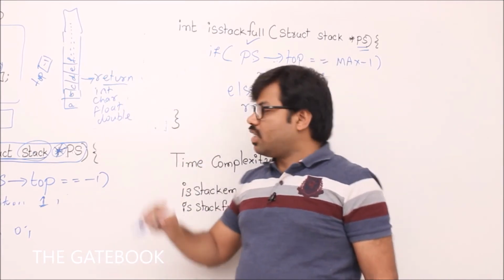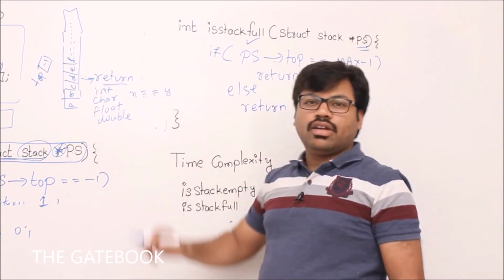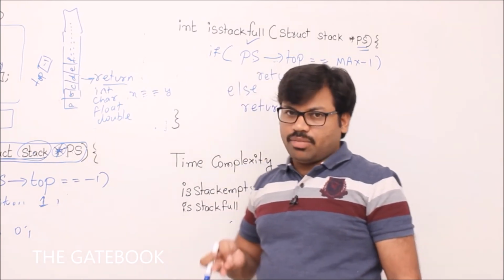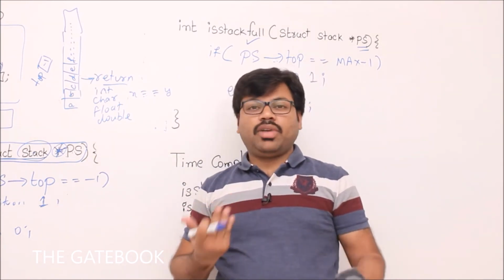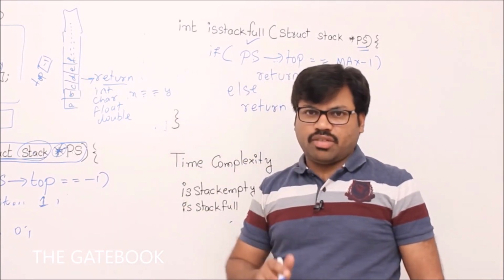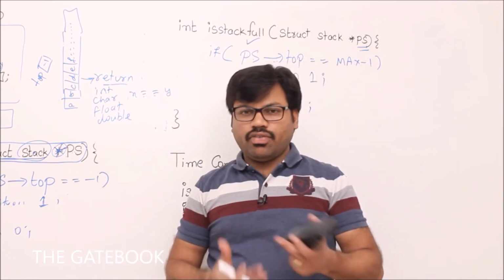Between them, if there is a comparison like x equal to y, that takes only 1 unit of time. Understand? So assignments, comparisons, and multiplication between primitive data types definitely take only constant time. If you know that, then easily we can find out the time complexity of anything.